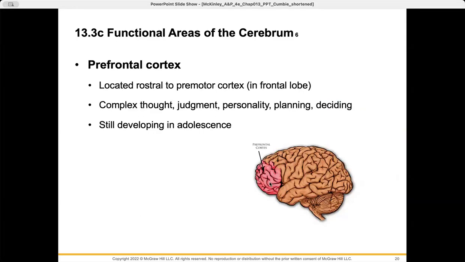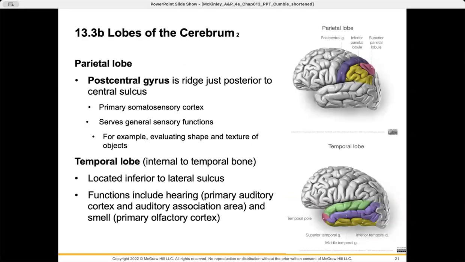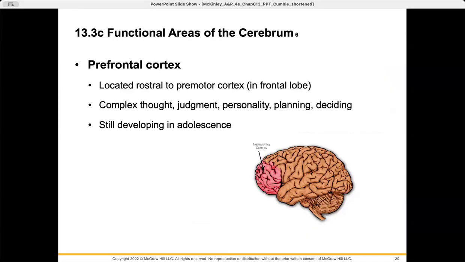We have a prefrontal cortex as well. The prefrontal cortex is the part that gives you your complex thought, your judgment, personality, planning, and decision making. And this is still developing in adolescence until you reach about the age of 25. So there are lots of areas on the frontal lobe, and I promise there's going to be a picture where we associate all of this.